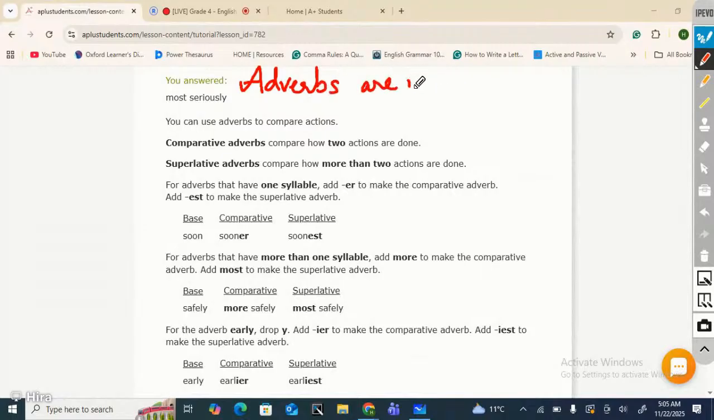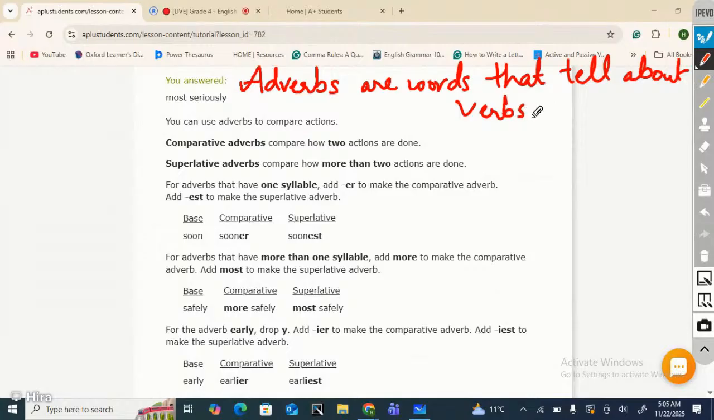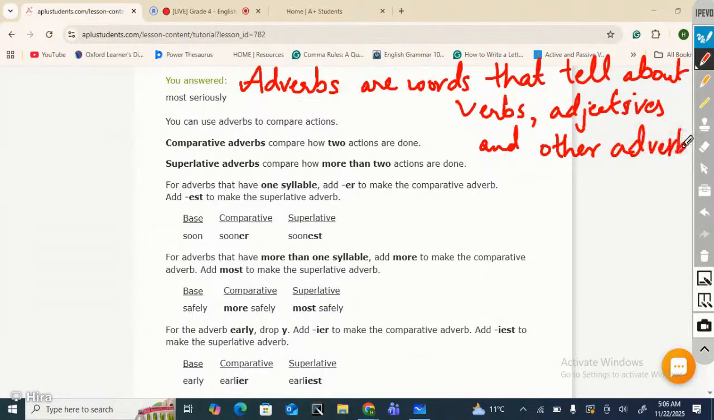Adverbs are words that tell more about verbs. They tell about verbs, adjectives, and other adverbs. Well, if you have studied just that adverbs tell about verbs, it's okay. We can discuss this even.